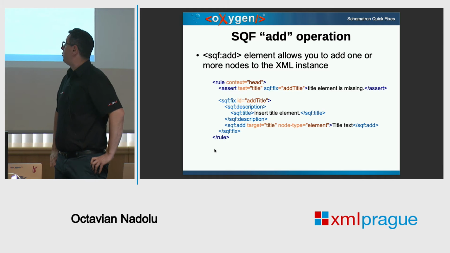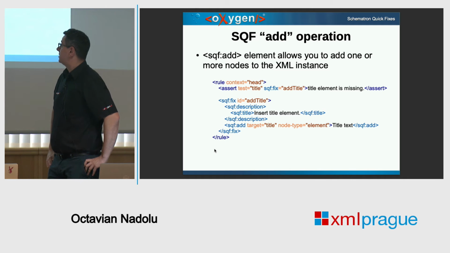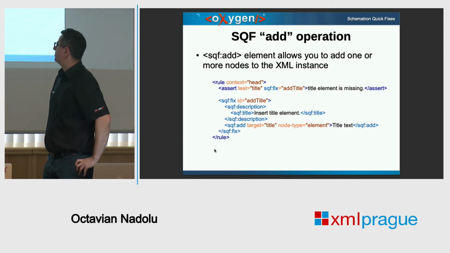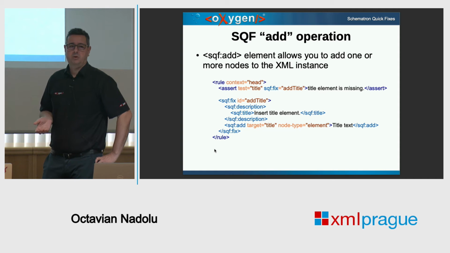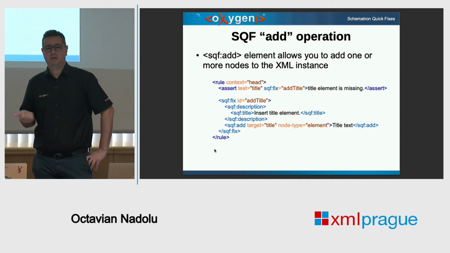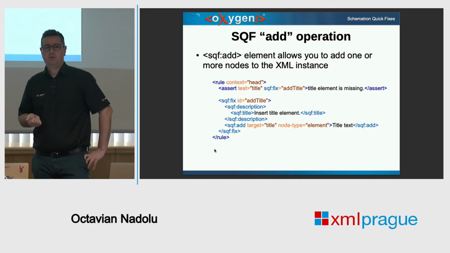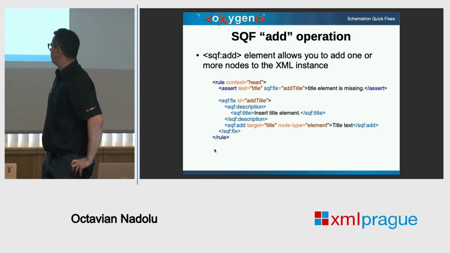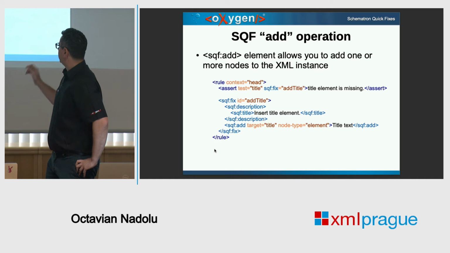For the add operation, this operation allows you to add one or more nodes in the document, and here you need to specify the target. By default, the target where the operation will be performed is the rule context, but you can change this target by using this attribute. In our case, the rule context is the head, but you can change the target to the title, and then you can specify that you want to insert an element.